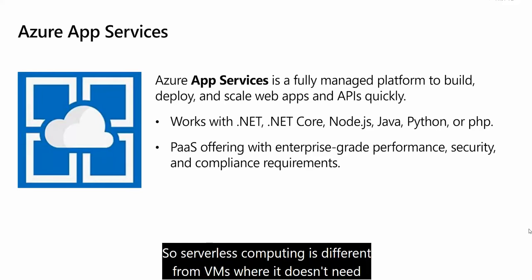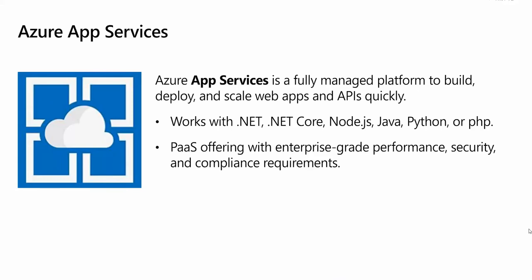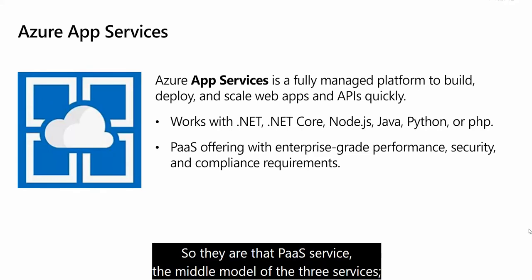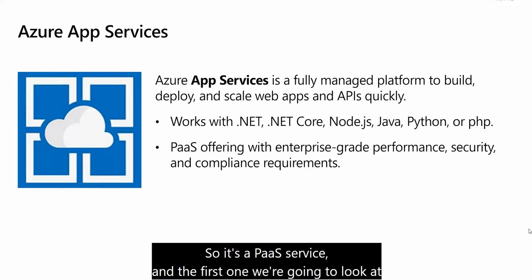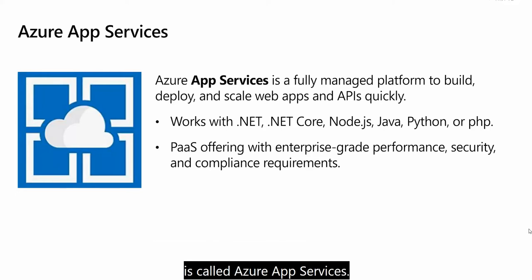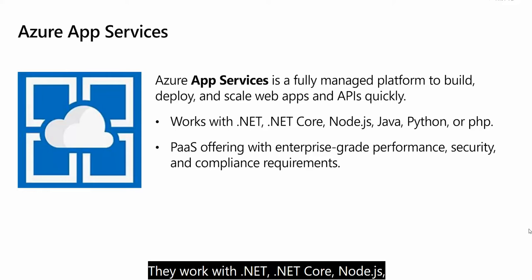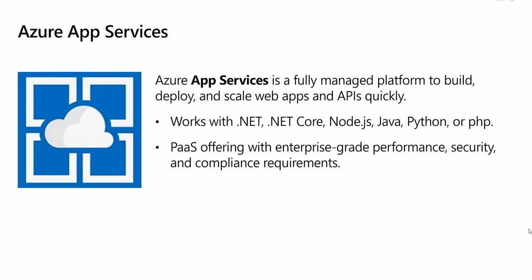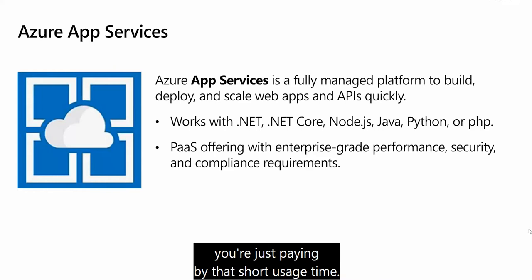So serverless computing is different from virtual machines where it doesn't need storage and an operating system to run. They run as needed, when needed. So they are that PaaS service, the middle model of the three services, IaaS, PaaS, and SaaS that we talked about. So it's a PaaS service, and the first one we're going to look at is called Azure App Services. They're a fully managed platform to build, deploy, and scale your web apps and APIs quickly. They work with .NET, .NET Core, Node.js, Java, Python, or PHP. Remember, this is that PaaS offering, so they're cheaper to run, faster to run as well, and you're just paying by that short usage time.